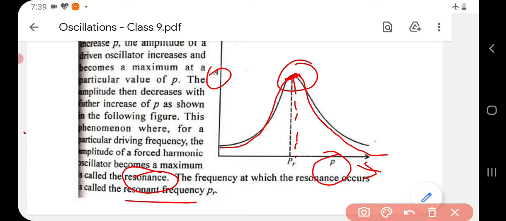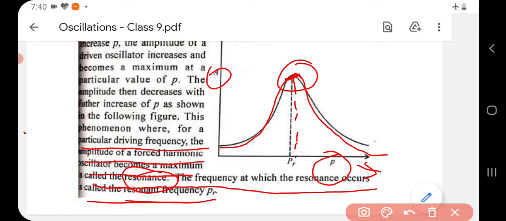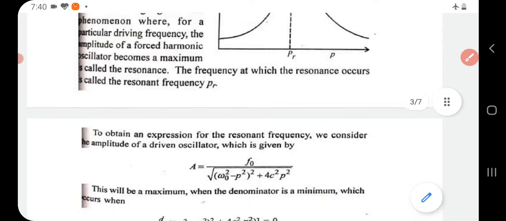See the definition is written here. The phenomenon where for a particular driving frequency the amplitude of a forced harmonic oscillator becomes maximum is called resonance, and the frequency at which resonance occurs is called resonant frequency.